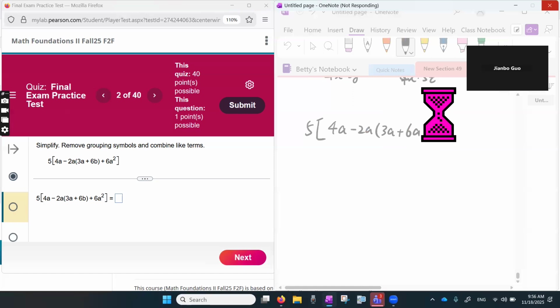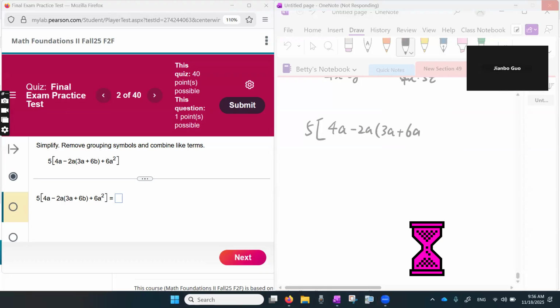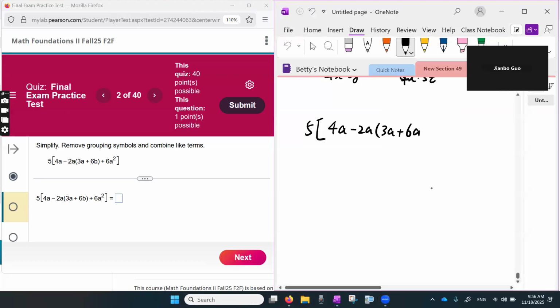Hold on, give a little bit of time. Okay, so 3a plus 6b and plus 6a squared, close the bracket. Now we are going to process this part first, okay? Remove the parentheses by using the distributive property.